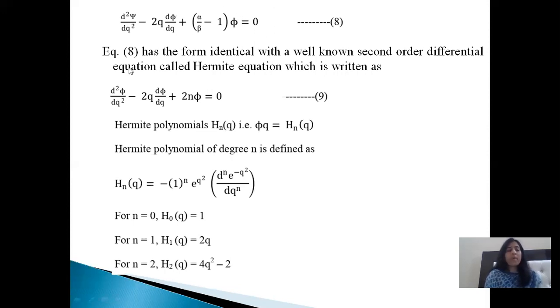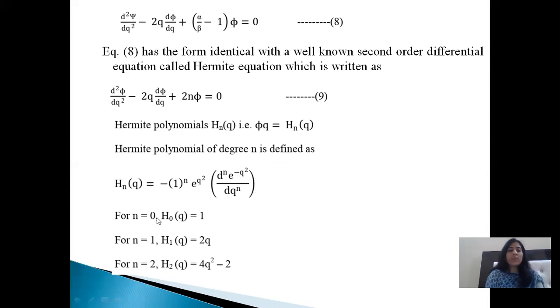Equation 8 has a form identical with a well-known second order differential equation called the Hermite equation, which is written as this. If we put alpha/beta minus 1 equal to 2n, then this equation becomes this. This equation has a solution which depends upon the value of n. So the solution of this equation is called the Hermite polynomial and is given by phi(q) equal to H_n(q). The Hermite polynomial of degree n is given by this equation.